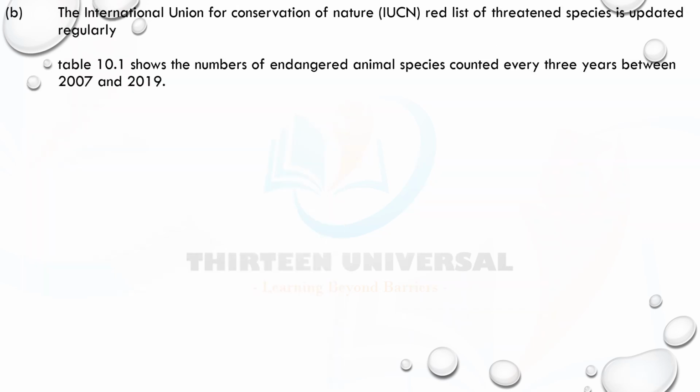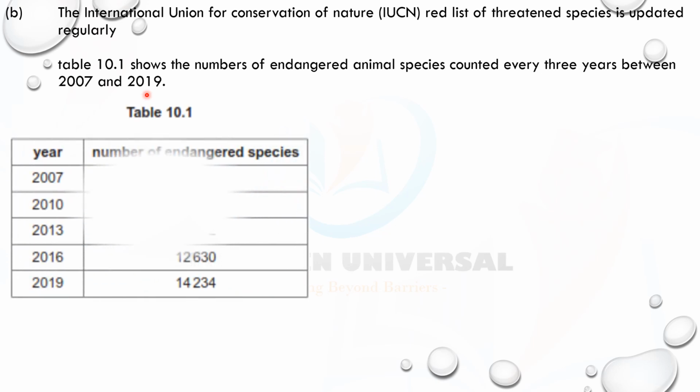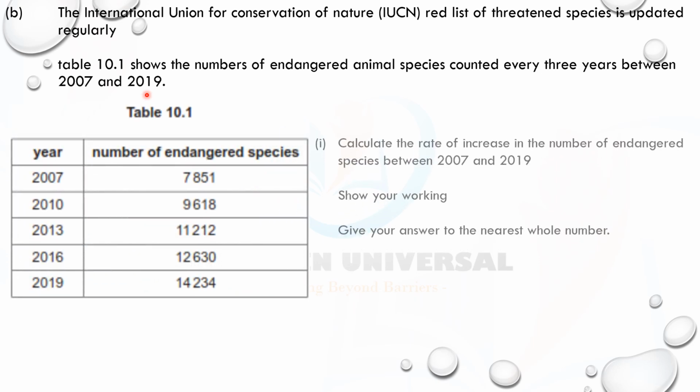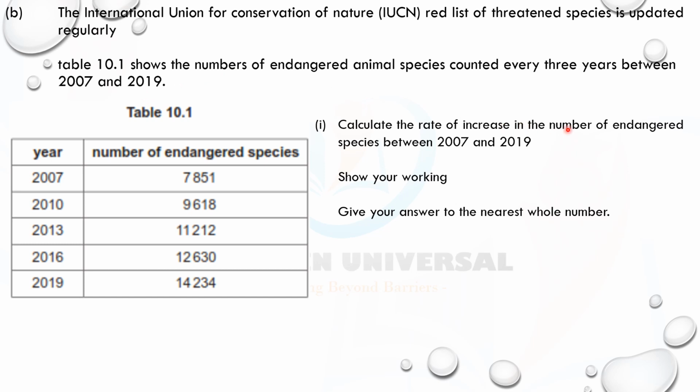6 marks, a lot of marks. The International Union for Conservation of Nature IUCN Red List of Threatened Species is updated regularly. Table 10.1 shows the number of endangered animal species counted every 3 years between 2007 and 2019. You can see that, guys. So the first question: calculate the rate of increase in the number of endangered species between 2007 and 2019. Show your working. Give your answers to the nearest whole number.